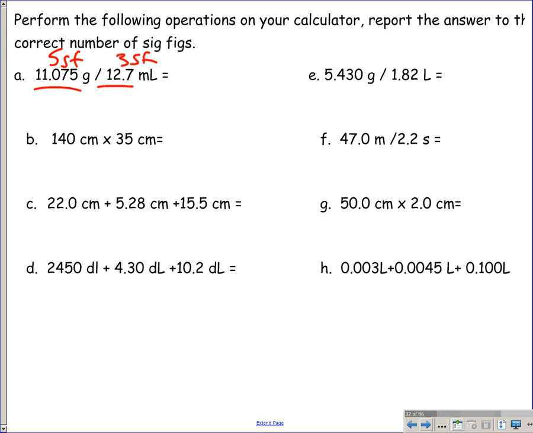That number, when you take this divided by this in your calculator, is 0.8722, I think, grams per milliliter. However, I need to round this to only include how many sig figs? How many? 3. And multiplying and dividing, you count the lowest number of sig figs. So I got 3 sig figs here. I need to round this. So round that for me.